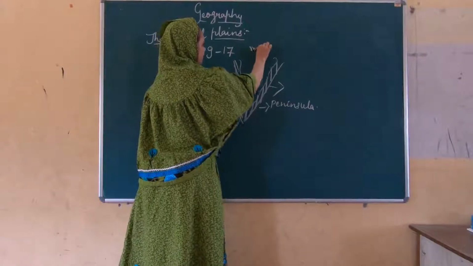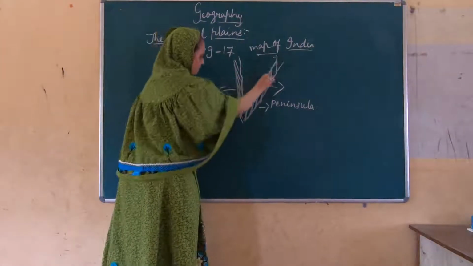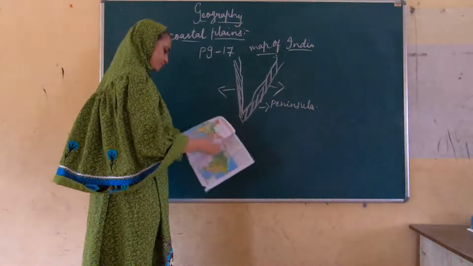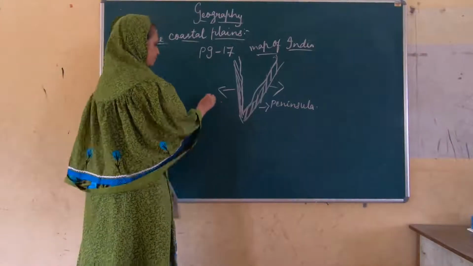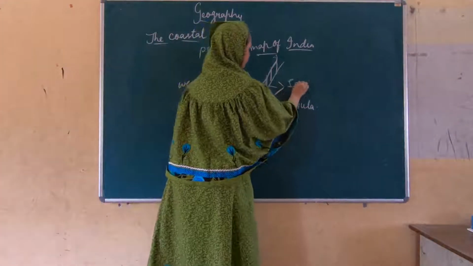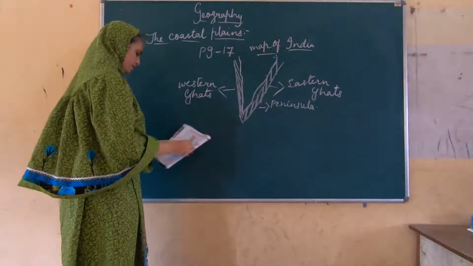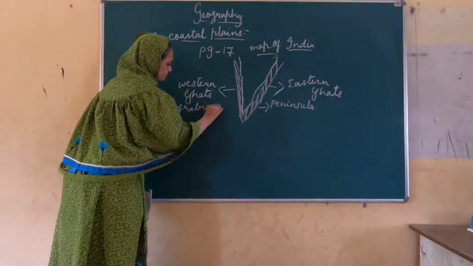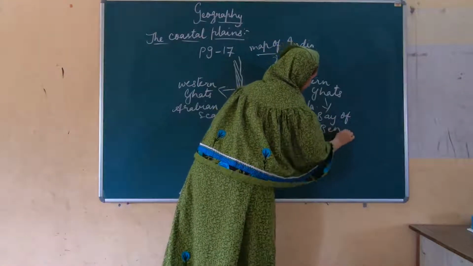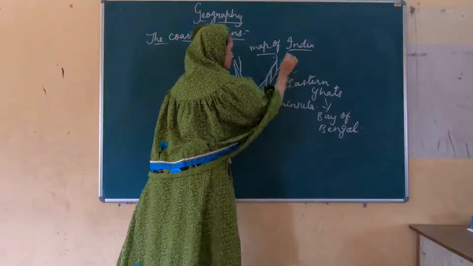So this is the map of India, and this is the triangular part at the bottom of India. This triangular part is called the peninsula, and it is divided into Eastern and Western Ghats. This is the Western Ghats, and this is the Eastern Ghats. The Western Ghat lies along the Arabian Sea, and the Eastern Ghat lies along the Bay of Bengal. So the fourth major division is the Western Ghats and Eastern Ghats.